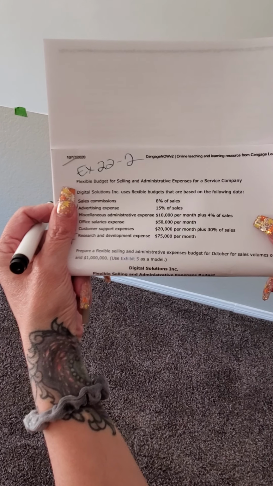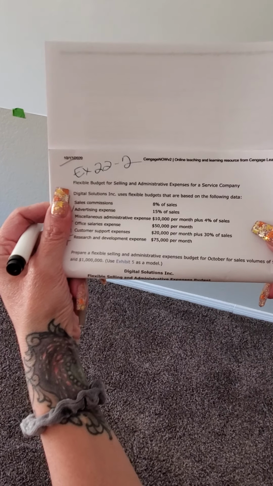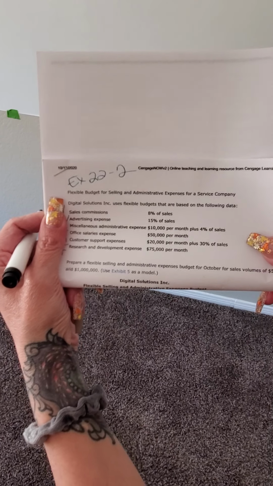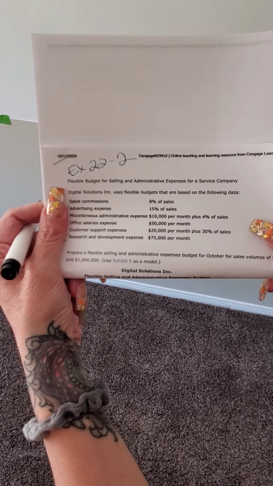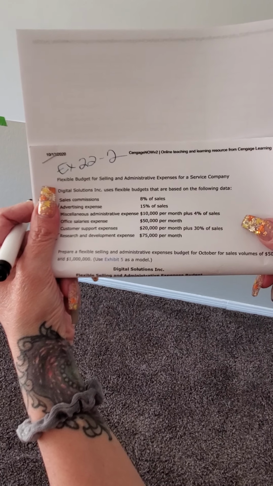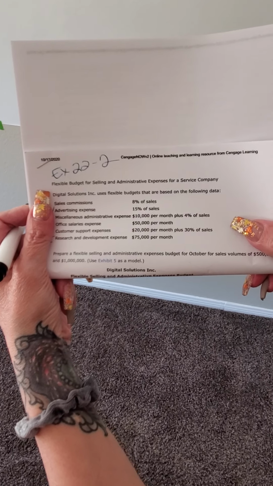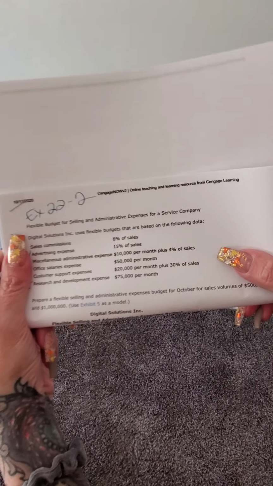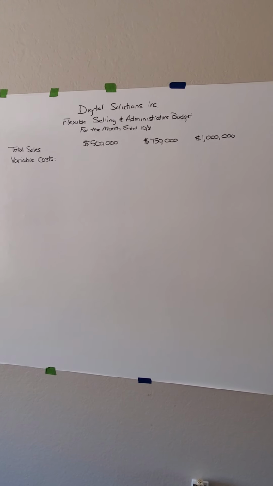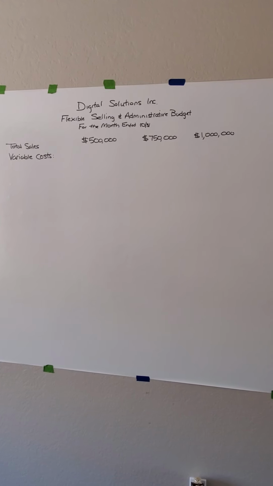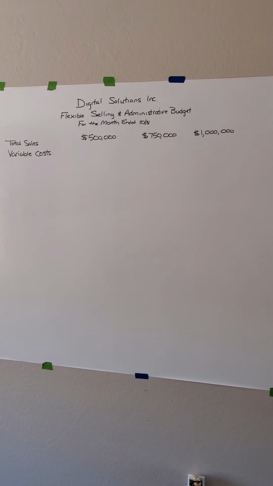We have miscellaneous administrative expenses. It's a mixed cost with a $10,000 fixed component and 4% of sales. Office salaries is a fixed expense. Customer service is another mixed expense. And research and development is a fixed expense. So the problem wants us to prepare a flexible selling and admin expense budget for October for the 3 different sales volumes. And you can use Exhibit 5 in your textbook.